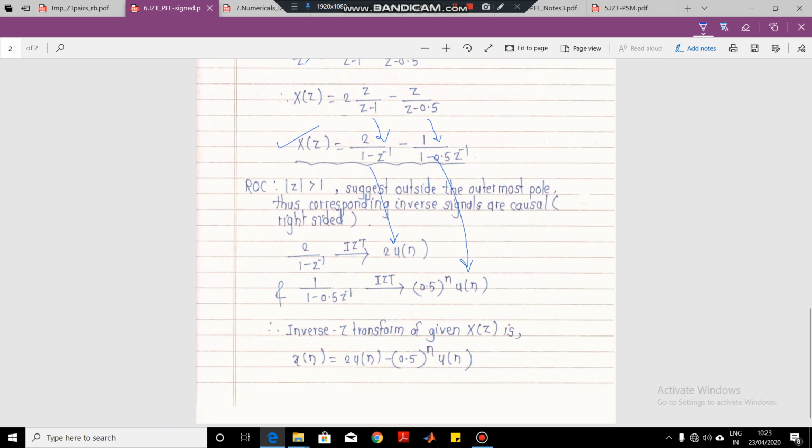Now I just combine these two equations. What is the inverse z transform of x of z? It will be x of n. So I take the inverse z transform here. So x of n is equal to 2 into u of n minus 0.5 raised to n u of n. So this is your final answer. So this is how we get the inverse z transform by the method called partial fraction expansion.